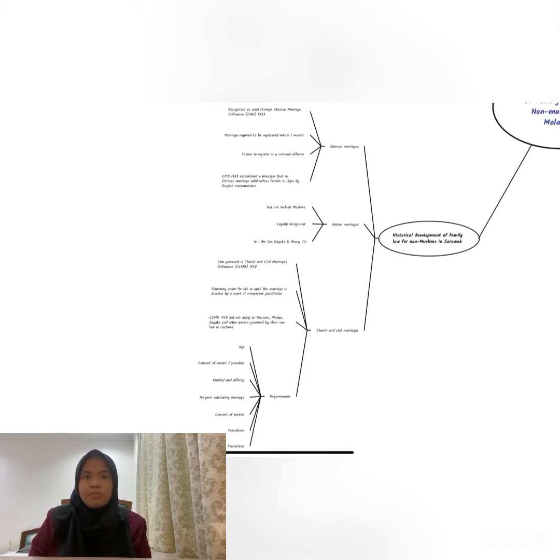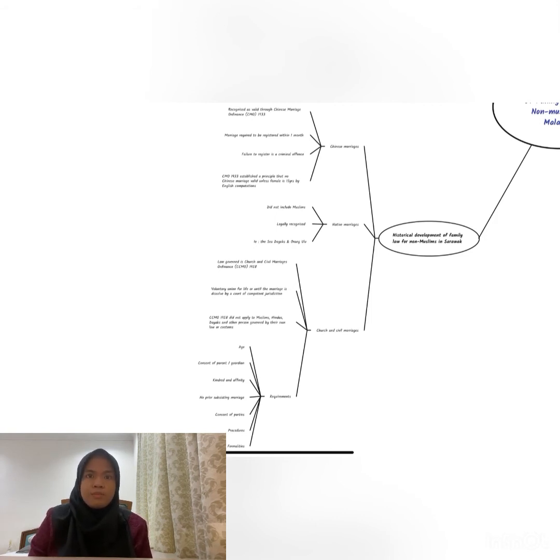There are 3 types of marriage, which are Chinese marriage, native marriage, and church and civil marriage. For Chinese marriage, it is recognized as valid through Chinese Marriage Ordinance 1933. The marriage is required to be registered within 1 month and failure to register is a criminal offence. Chinese Marriage Ordinance 1933 established a principle that no Chinese marriage is valid unless the female is 15 years old by English computation. Under native marriage, it does not include Muslim and it is legally recognized in Sarawak.